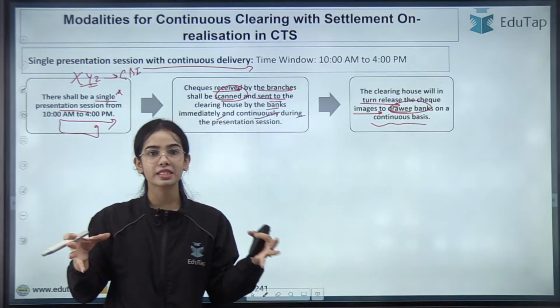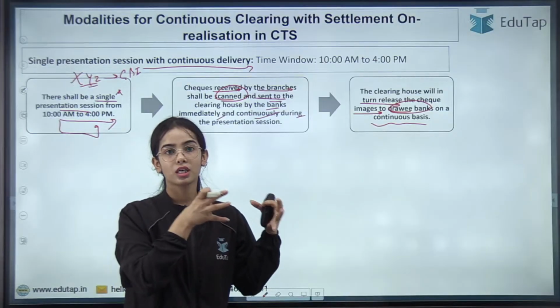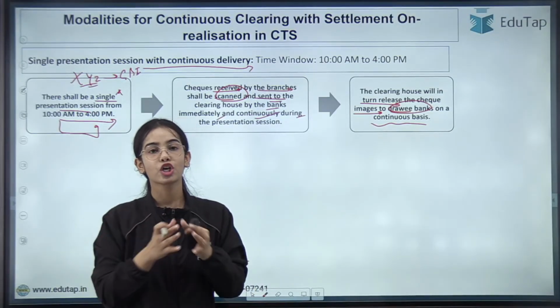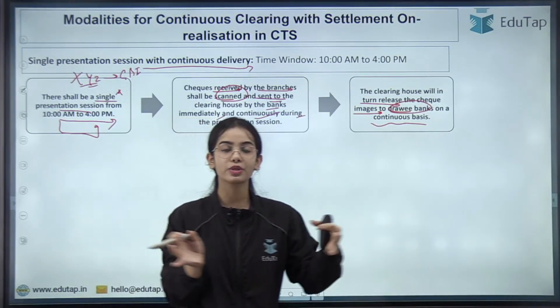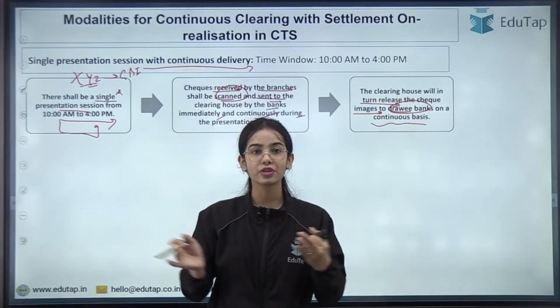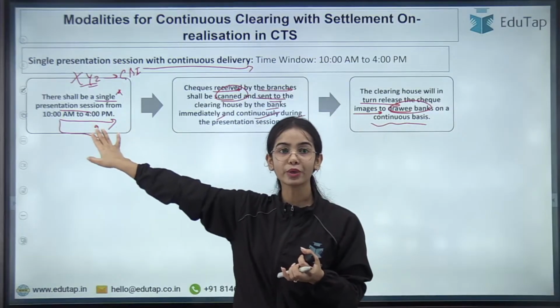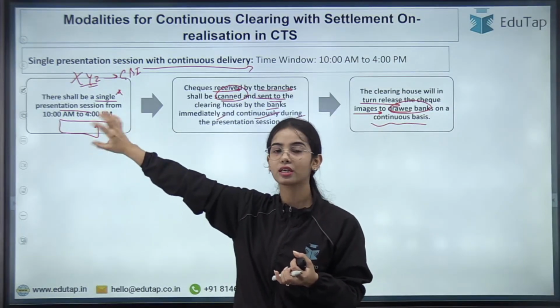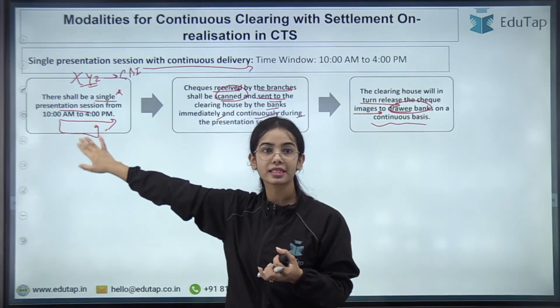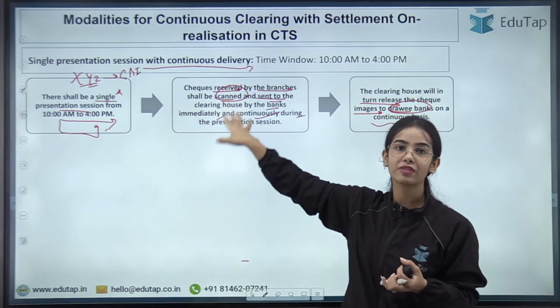So there is no batch system, there is no collection of the checks until the batch is finished. There is continuous clearing, or continuous presentation that is happening. You can go to your bank and deposit your check in this timeline, that is 10 AM to 4 PM, and the check will be scanned immediately.